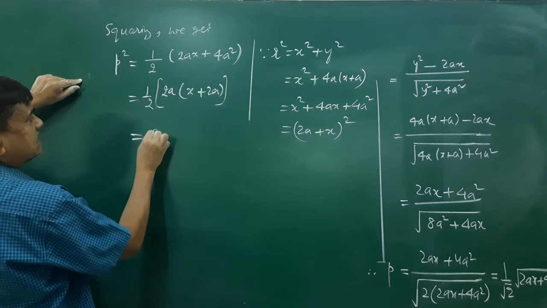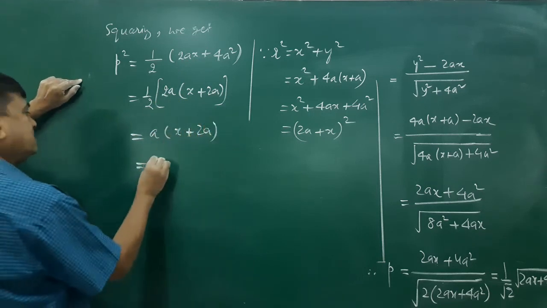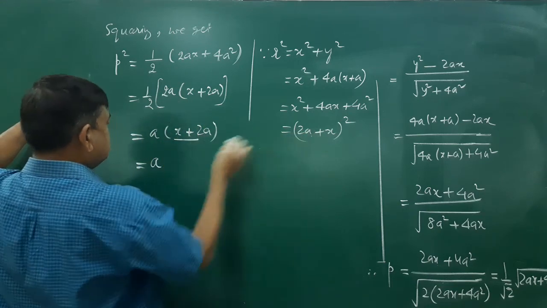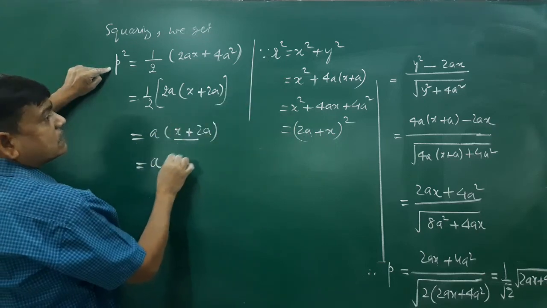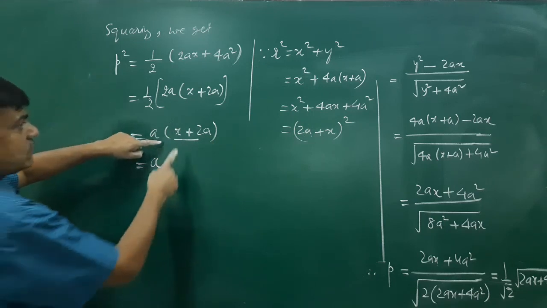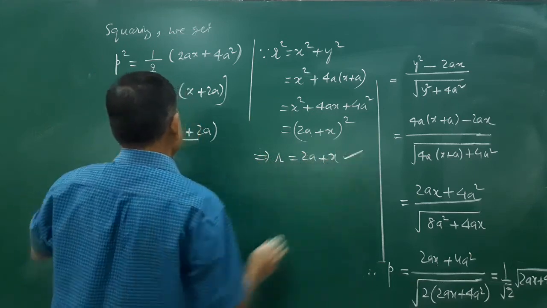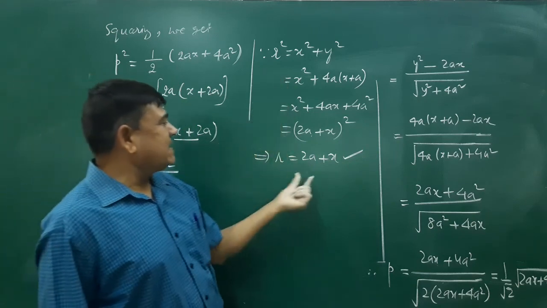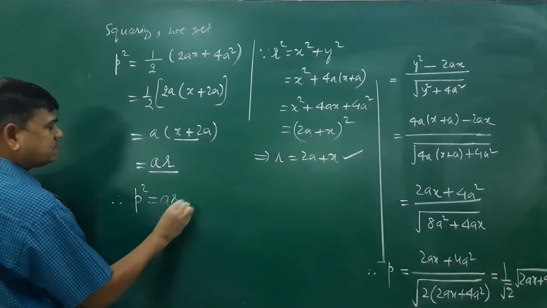Here 2a is common, so it is x plus 2a. So this is r square, x plus 2a. So this implies r equals to 2a plus x. So this is r. Okay. So the value of r is x plus 2a. So here it is. Therefore, p square equals to ar.